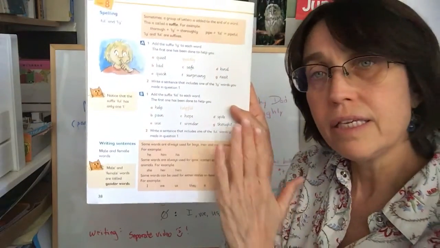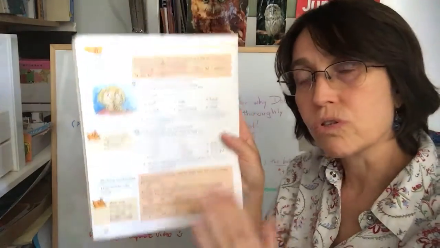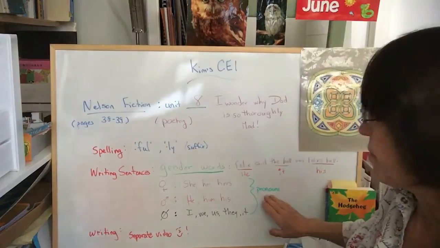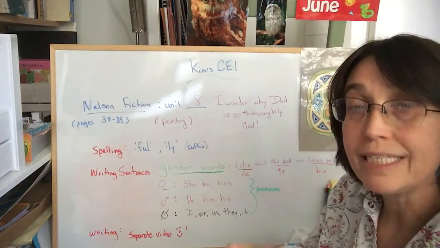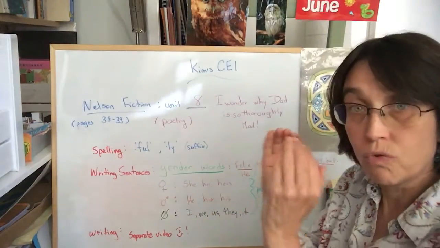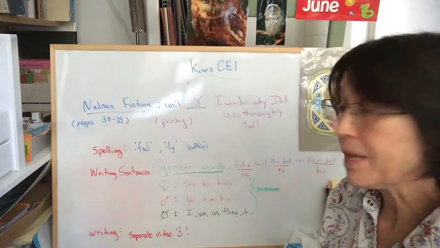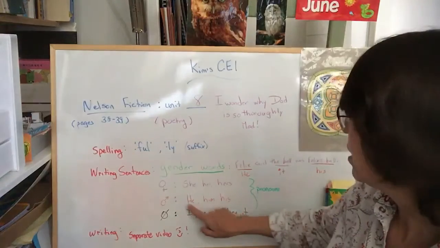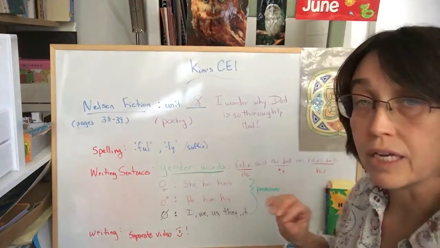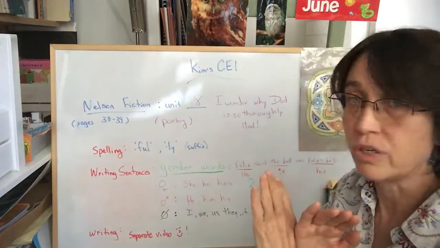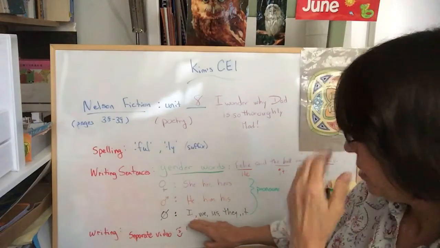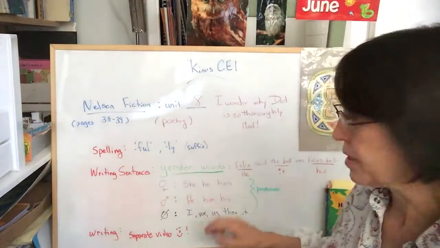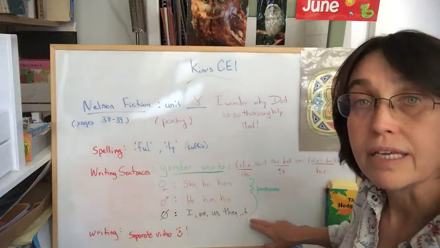Okay? And these words are a kind of pronoun. Okay? They replace a noun or a group of nouns. Okay? So you have gender words, she, her, hers, he, him, his, and neutral, not gender words, neutral. So that means neutral, no gender. I, we, us, they, it.